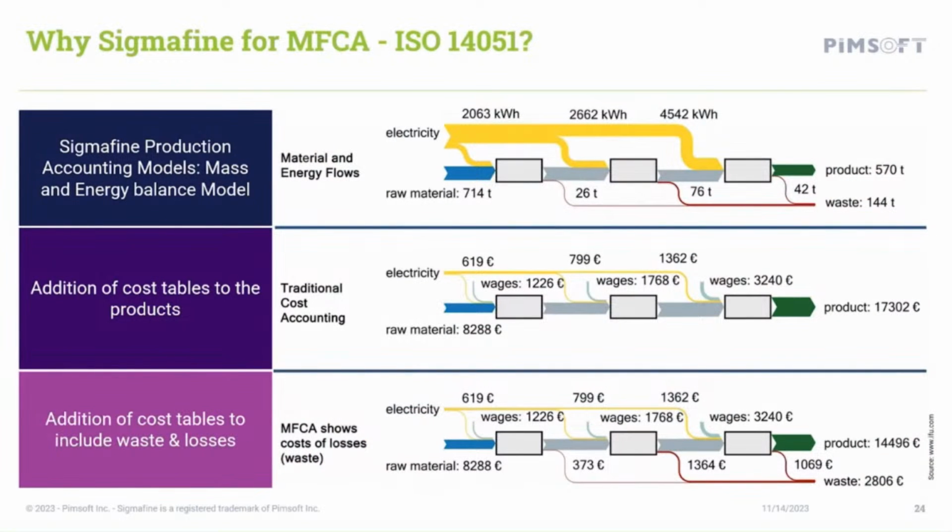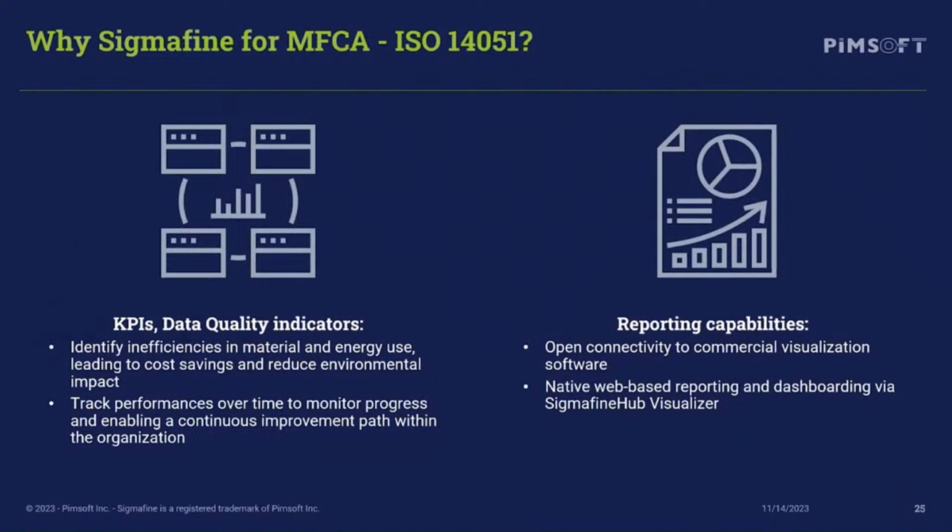Recalling this slide, which Marco presented earlier, we have seen at the beginning of this presentation that SigmaFine can be used to perform mass and energy balance models. SigmaFine can also be used to integrate cost tables to cover raw material cost, product, waste, utilities, and even additional costs as needed, which allows one to prepare the data needed for MFCA practice. Let's look at how this data can benefit the organization.